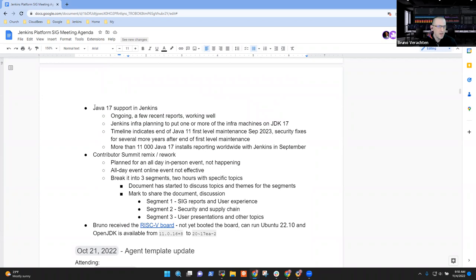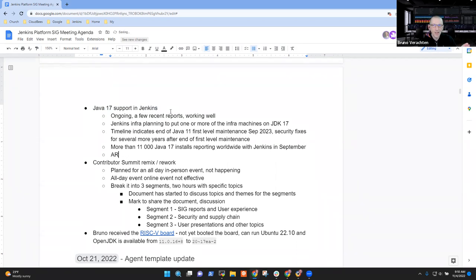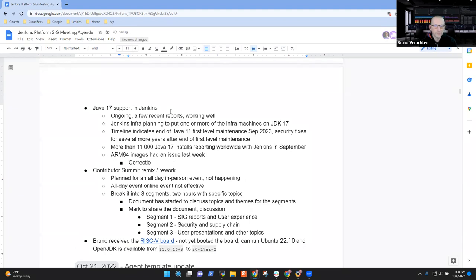So no real news regarding Java 17, except it works beautifully, except for some people on Arch64 with Docker lately. The latest versions used to not work anymore, because the user who reported the issue last week brought a correction this week, which has been merged. So I think we're all set.